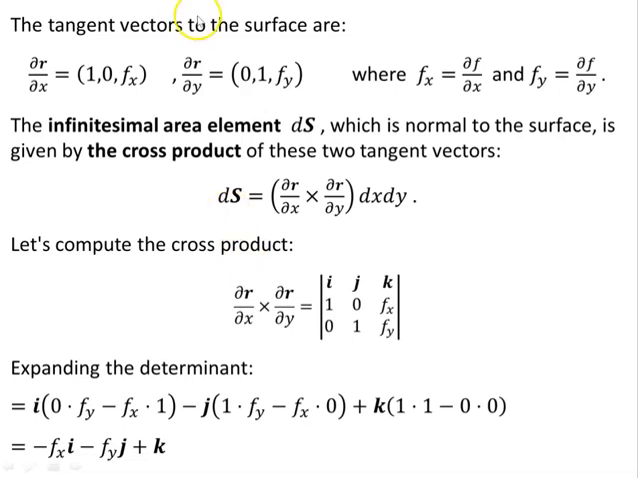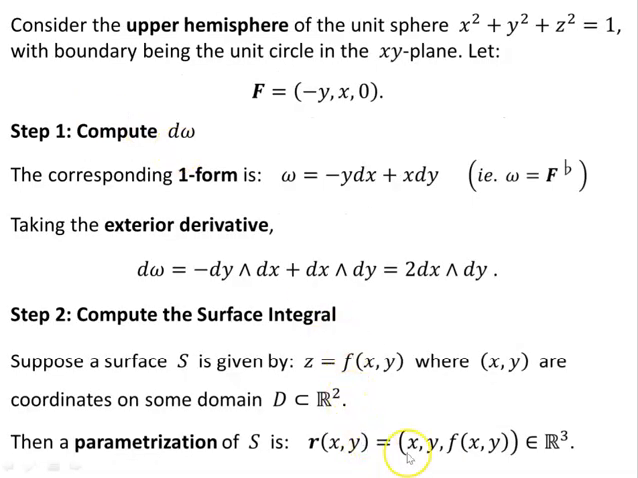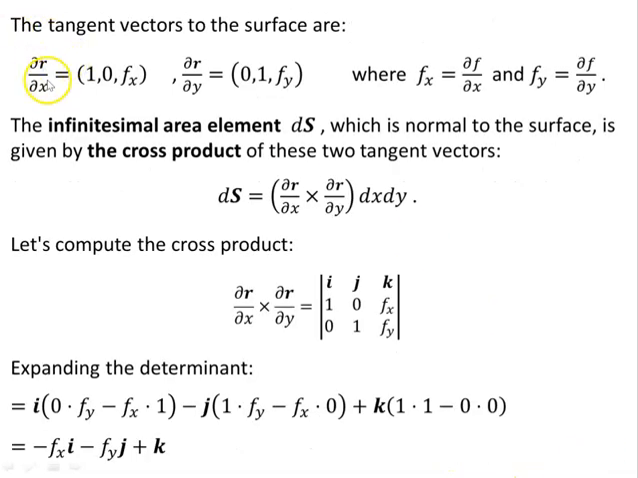All right, so the tangent vectors to the surface are partial r over partial x and partial r over partial y. If we just go back here, partial r, partial x, well, that becomes 1, that becomes 0, and this becomes the partial f with respect to partial x. So that looks like this. Partial r, partial x is (1, 0, f_x). Partial r, partial y is (0, 1, f_y). That's where f_x is partial f on partial x and f_y is partial f on partial y.